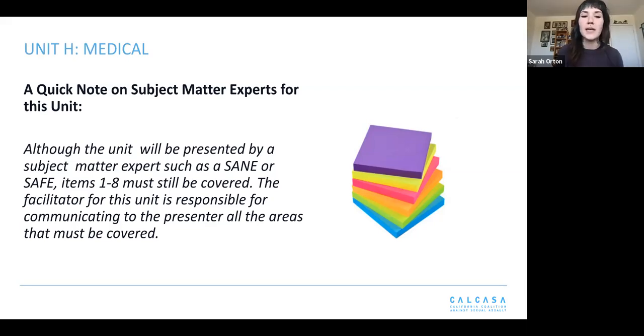By facilitator, I mean the Rape Crisis Center employee who's facilitating the training overall. So yeah, just a quick note there. We wanted to make sure that folks understood that the intention is that 1 through 8, so all of the units in this section, are facilitated to some capacity by your subject matter expert, and the RCC facilitator will kind of fill in bits and pieces as needed.